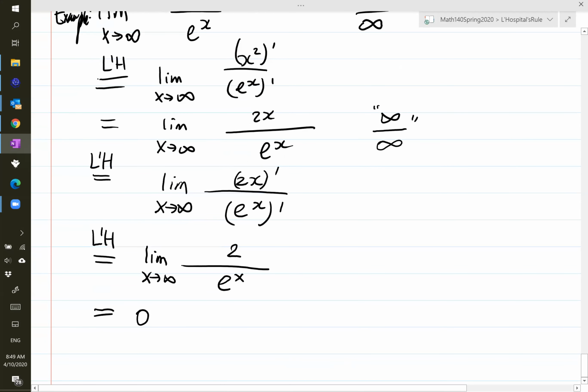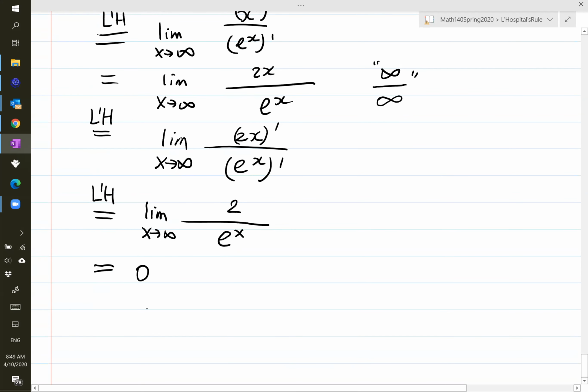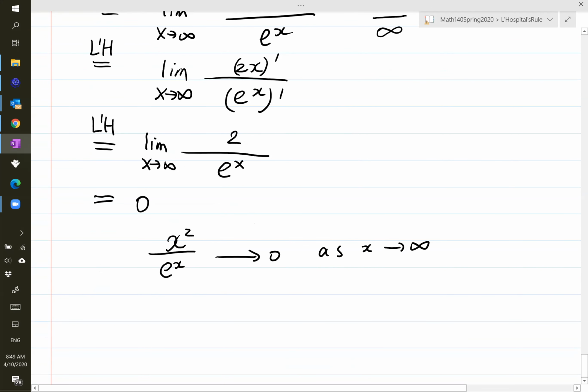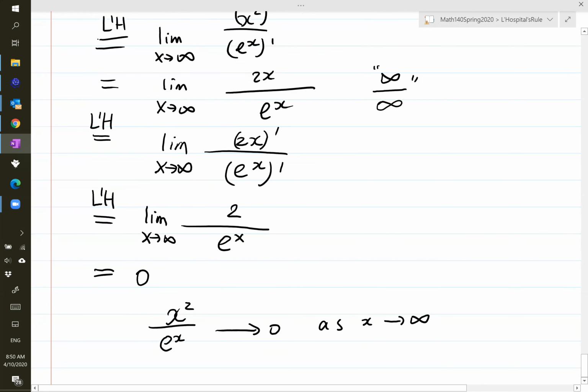This idea tells us x squared over e to the x approaches 0 as x approaches infinity, as x becomes larger. So this means x squared compared with e to the x is insignificant. e to the x is dominating x squared. This exponential function increases really fast, faster than any polynomial.